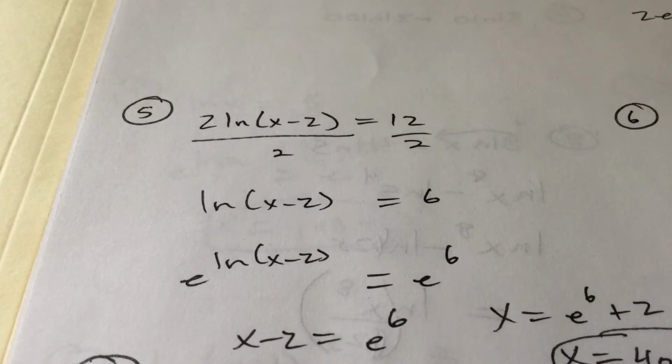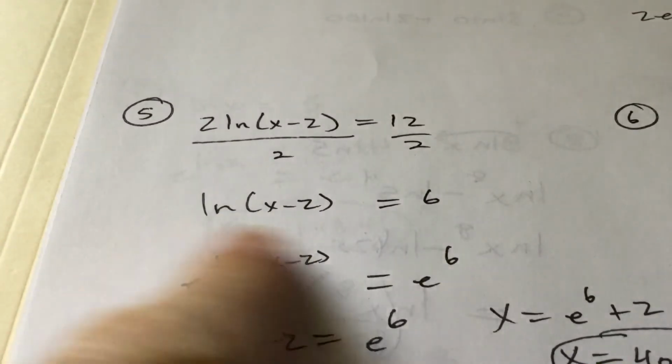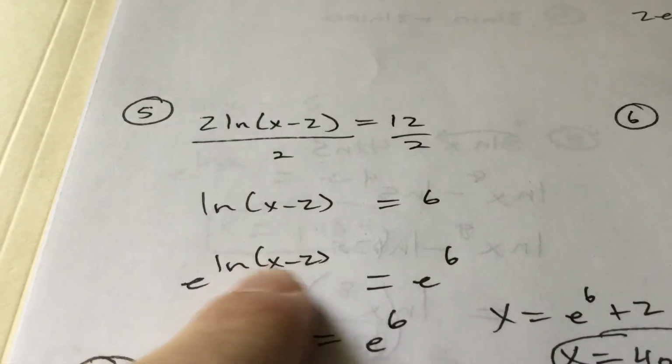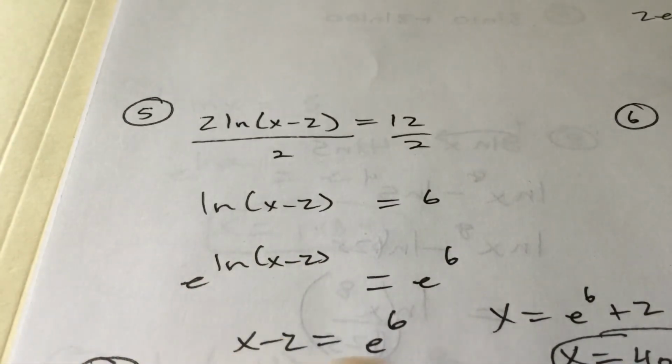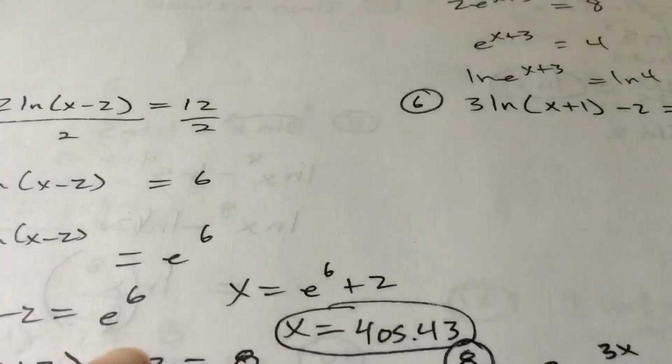Number 5. Divide both sides by 2. You want natural log all by itself, so you have a natural log of blank equals 6. You attach e as the base. E to any natural log means that whatever inside that natural log comes on down. Equals e to the 6th. To e to the 6th, you're going to add 2, and you're going to get that.